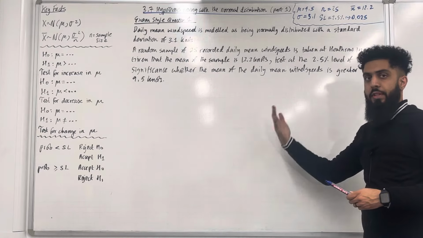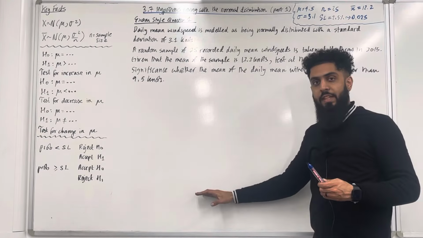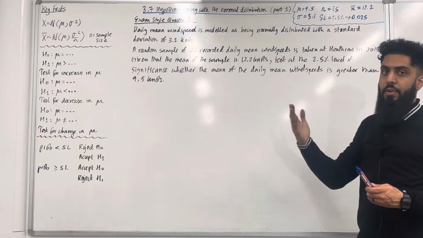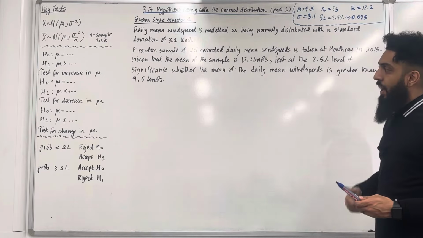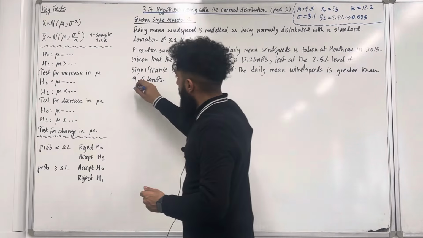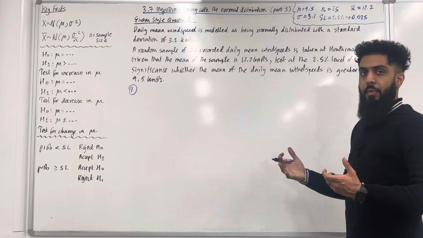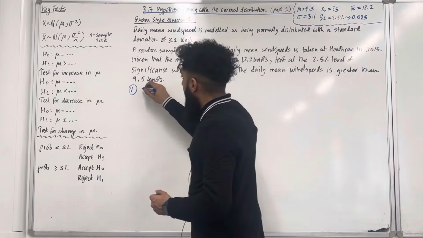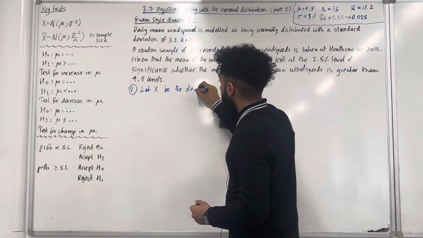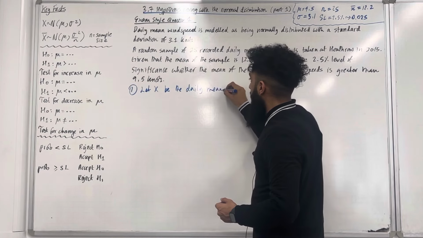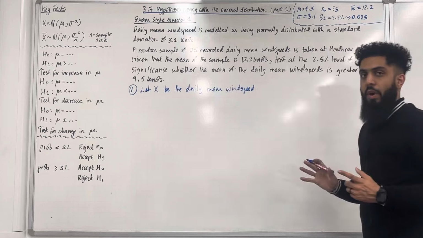Now I'm going to start the solution. Now, I always say to my students, whenever you have hypothesis testing questions, break your solution down into steps. So we're going to be looking at 6 basic steps. Step number 1, you define your random variable. So you pick a letter. I'm going to pick x. Let x be the daily mean wind speed. So that's step number 1 done.